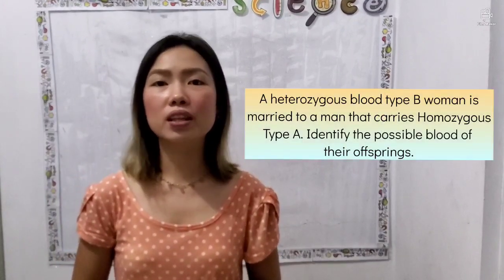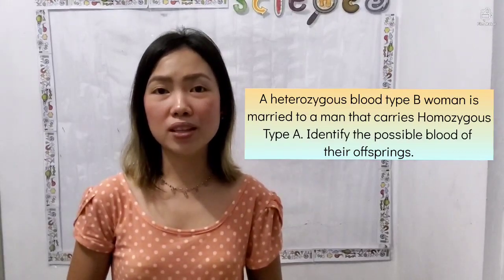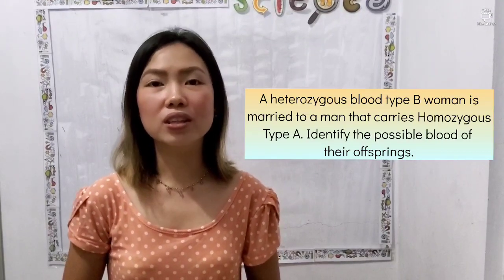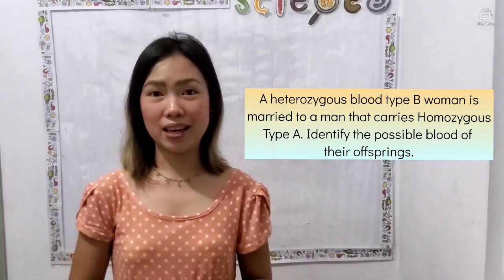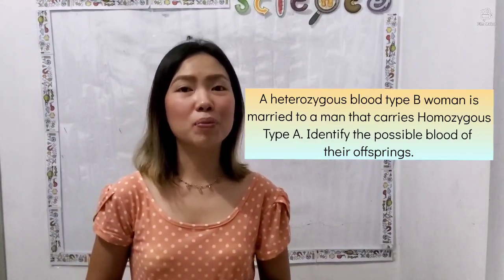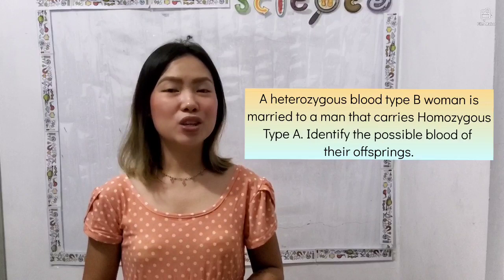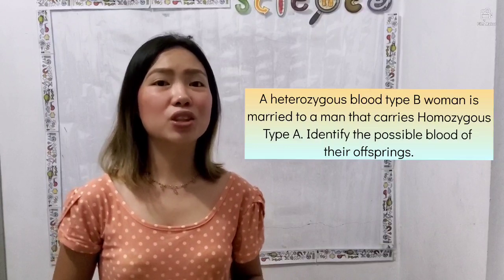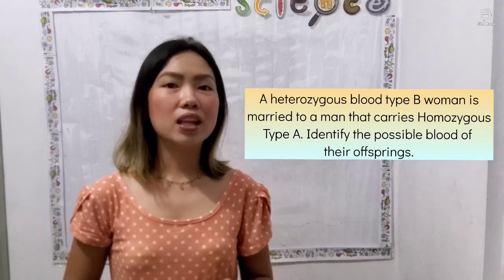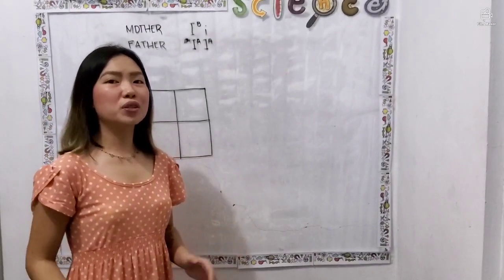So, let us have an example for the multiple alleles using the blood type. So, the situation is, for example, a woman with a heterozygous blood type B is married to a homozygous blood type A. So, what would be the blood type of their offspring? So, using the Punnett square, we will identify the offspring of a heterozygous blood type B and a homozygous blood type A. Okay, so this is now our situation.